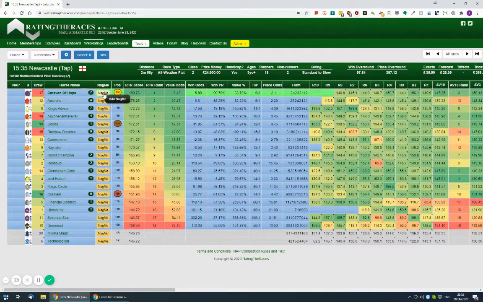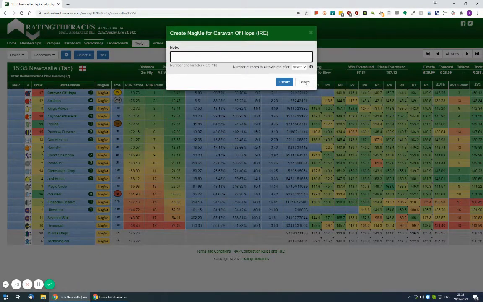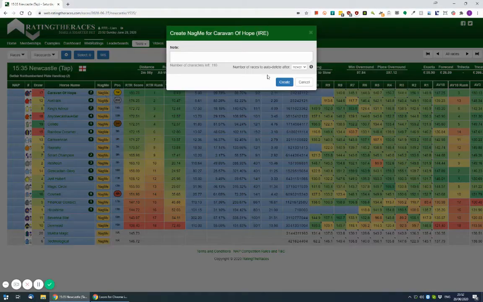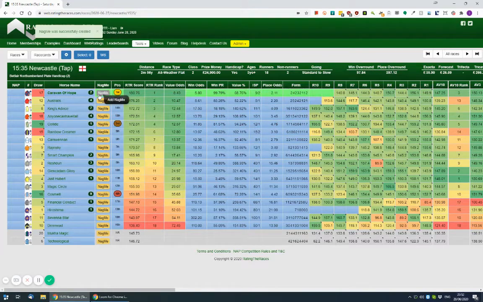NAGMI. NAGMI is how you can add a NAGMI to your Rating the Races account, where you will receive an email, and if I just set this one up as a test, you'll also see how it then views. You'll notice it then turns black with the white writing instead of the yellow with the black writing. But let's just remove that. There is a whole video on NAGMIs that you may want to watch.